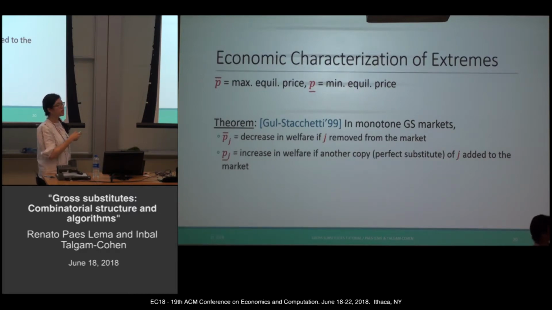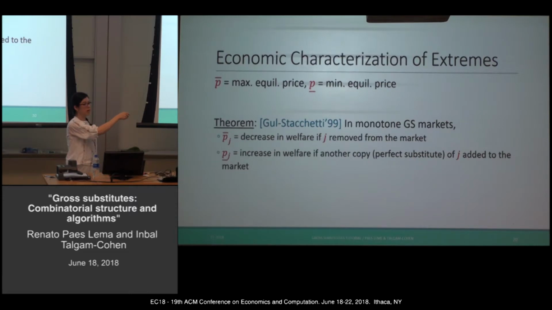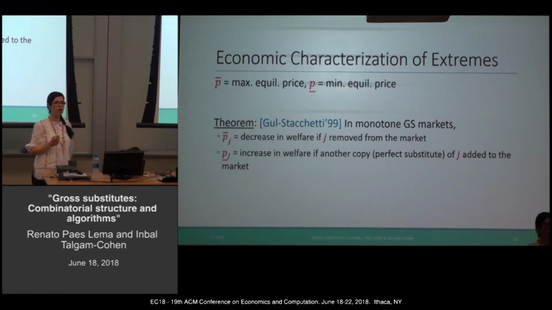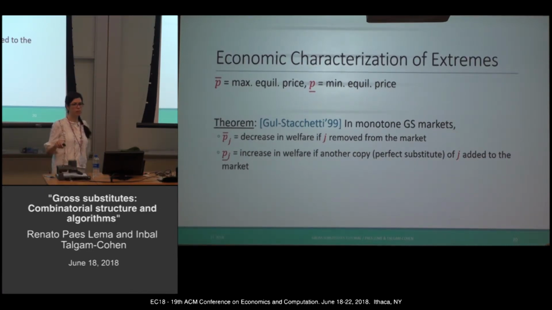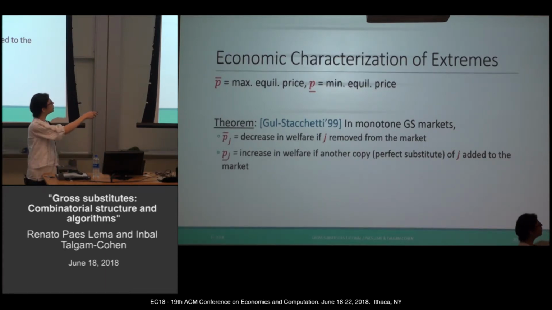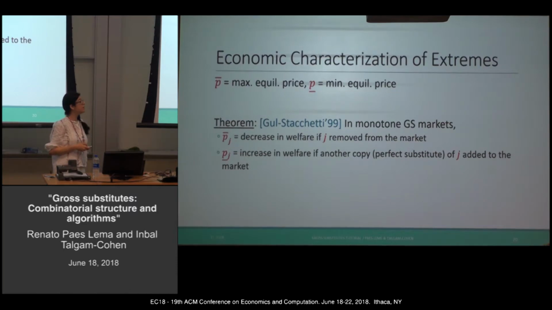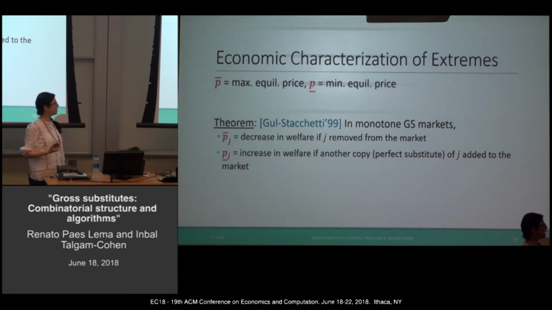So here's another theorem by Gul and Stacchetti. In GS markets, the highest price of an item over all the equilibrium prices is precisely the decrease in the welfare if you take away this item from the market. And the lowest equilibrium price for an item is precisely the increase in the welfare if you add another copy of this item to the market. Let me show you an example.